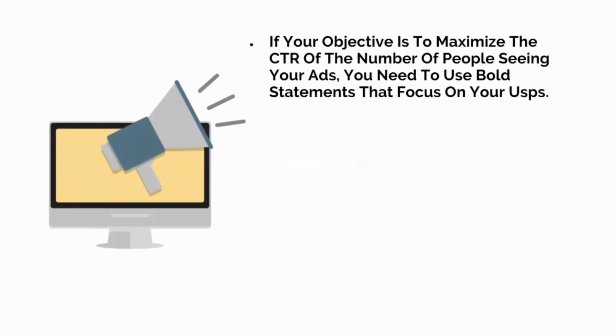If your objective is to maximize the CTR, the number of people clicking your ads, then you need to use bold statements that focus on your USPs. USPs, of course, are unique selling points, and these are the things that you're offering through your product. Is your line of t-shirts the best possible quality for the price? Then that's what you want to say. Does your app make it much easier to organize notes? Then focus on that.